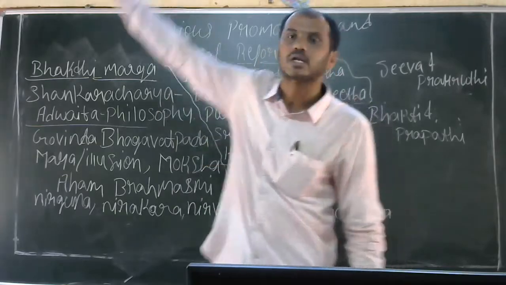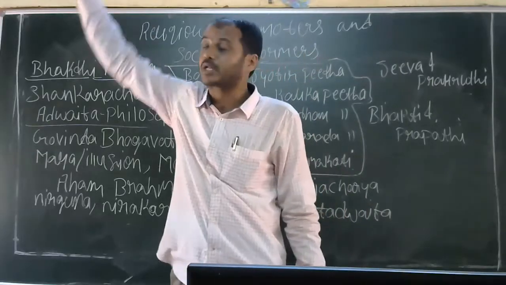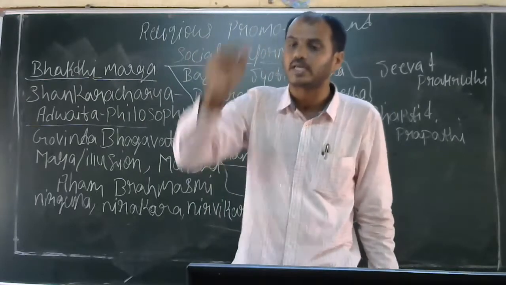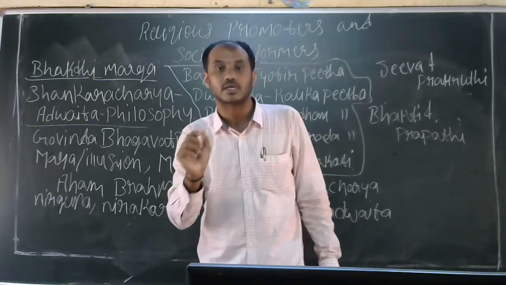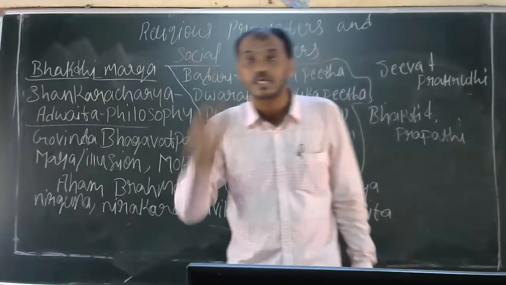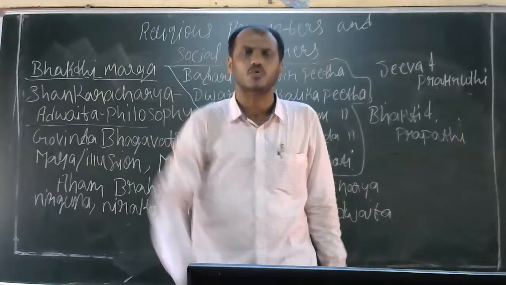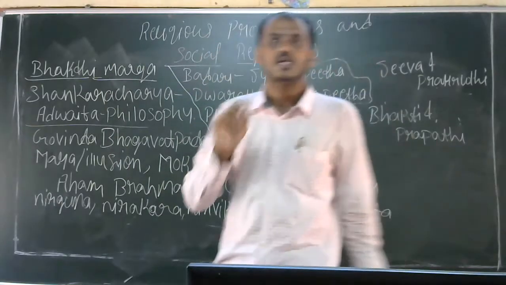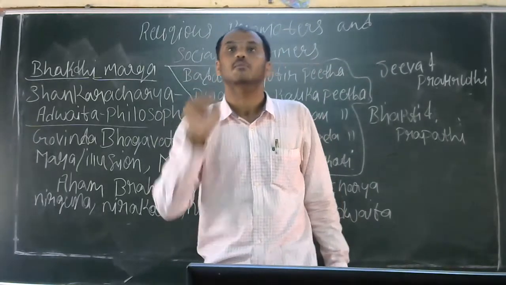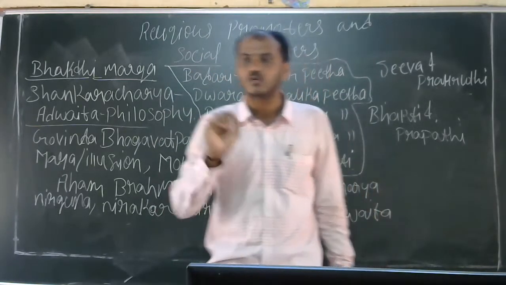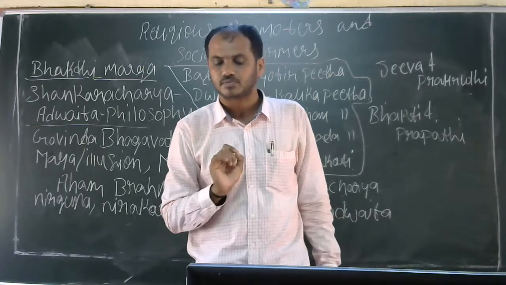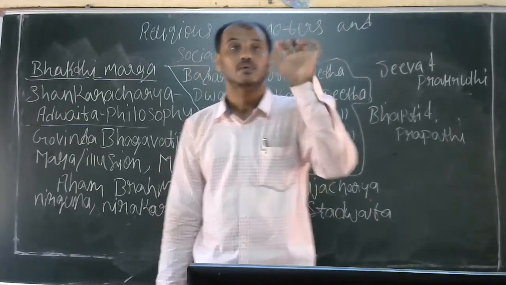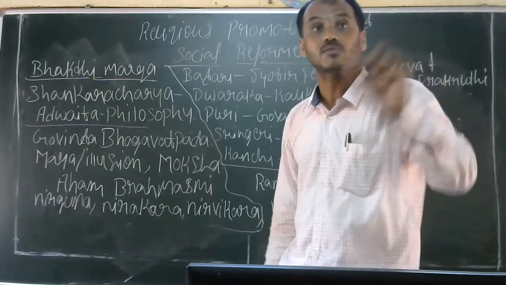Not only the upper class people or Kshatriya can attain moksha, each and everybody can attain moksha. This was preached by all these four reformers, all the social reformers or religious promoters. So first, they revealed to the society that each and everybody can attain moksha.